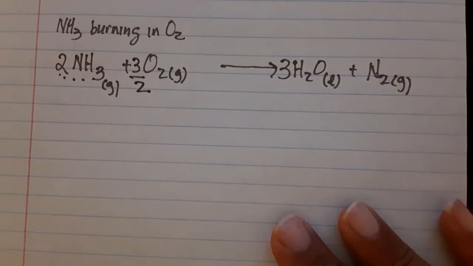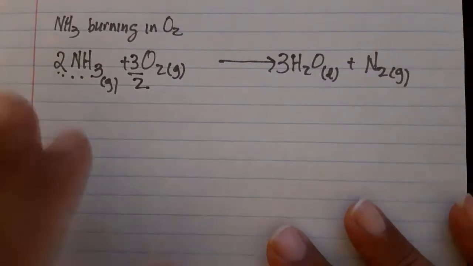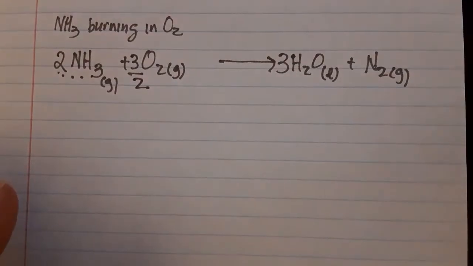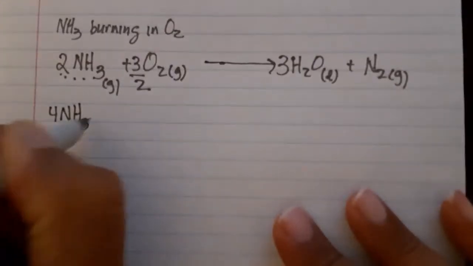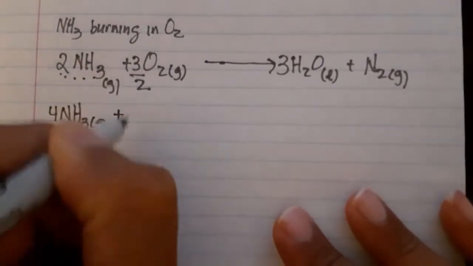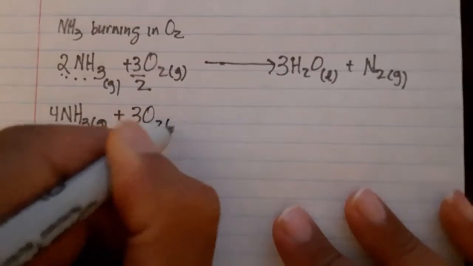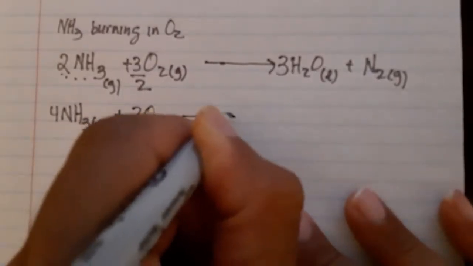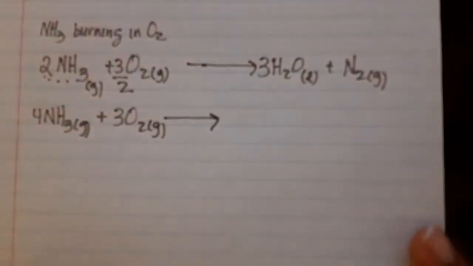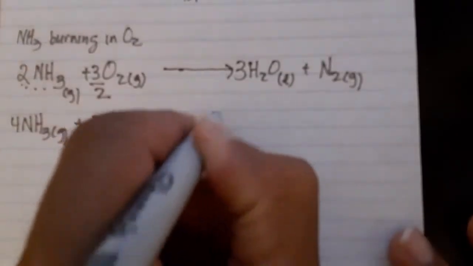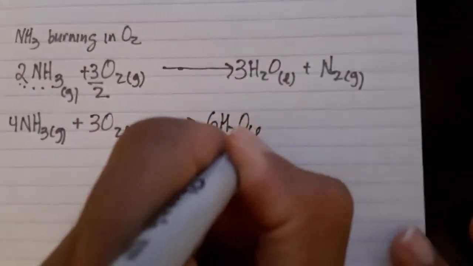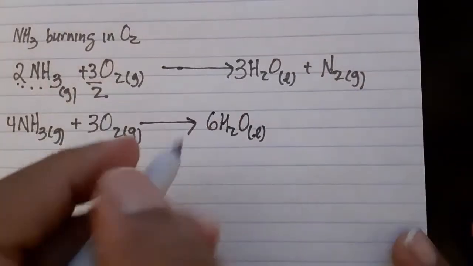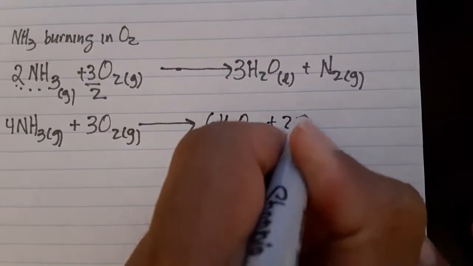We don't usually like to have fractions as our coefficients. So I'm going to multiply both sides of the equation, reactants and products, by 2. So doing that, this will give me 4 NH3 gas plus 3 O2 gas goes to 6 waters, 6 H2O liquid, and then 2 times N2 gas.